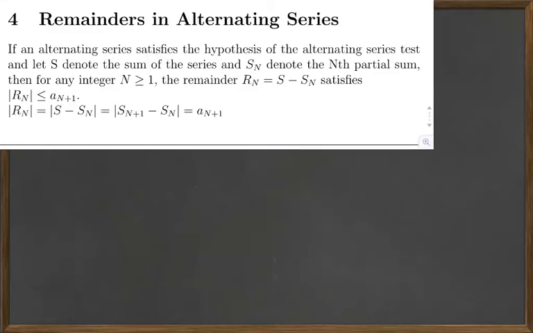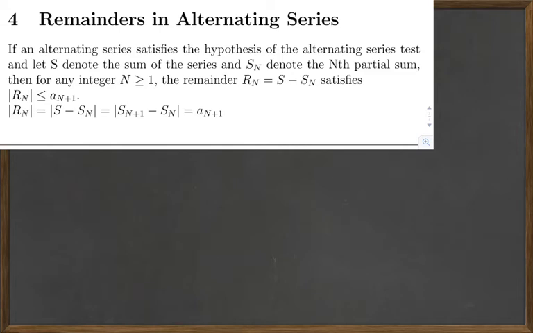This is the second video on alternating series, and we're going to look at two things. We're going to look at remainders in alternating series, and then we're going to look at absolute convergence, conditional convergence, or divergence of an alternating series. The remainders in an alternating series.